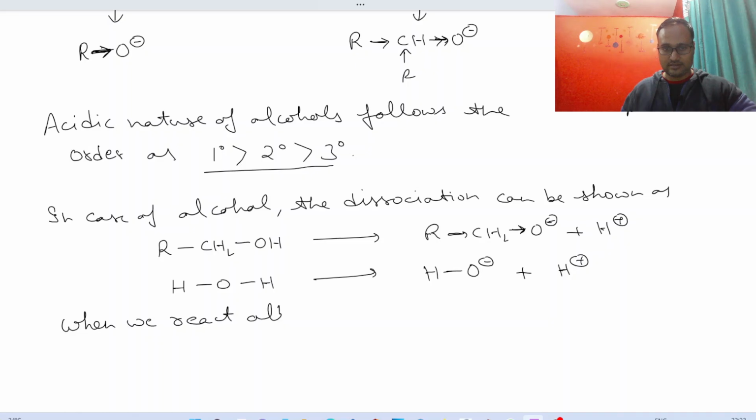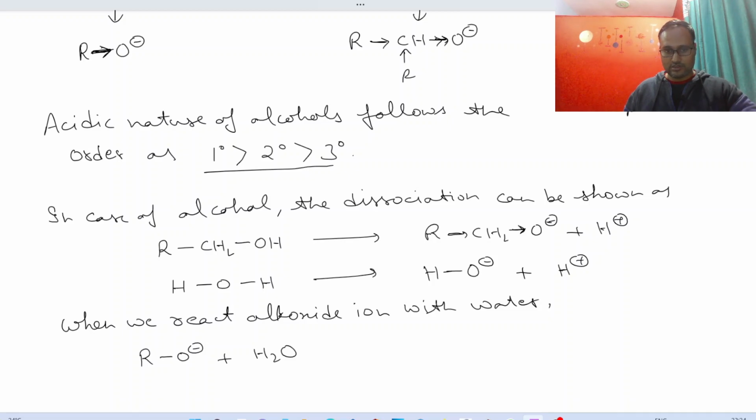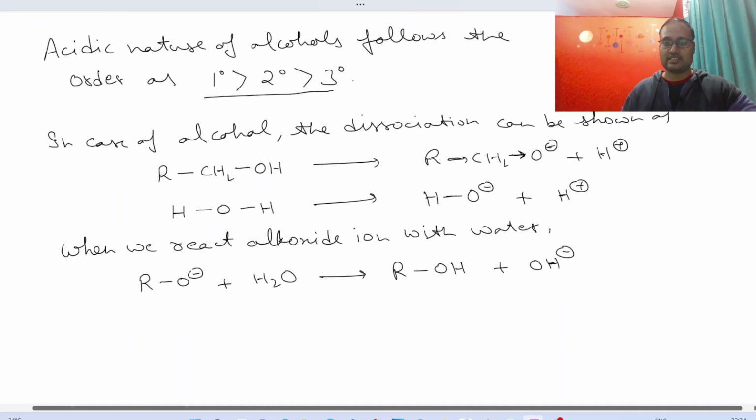Now one more evidence we get for this statement is when we react alkoxide ion with water, that is RO negative reacts with water, this leads to the formation of ROH plus OH negative, stating that the reaction is not reversible.